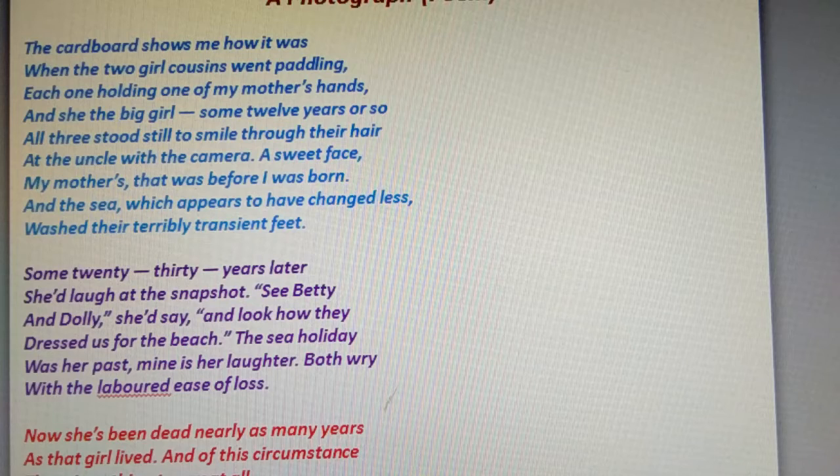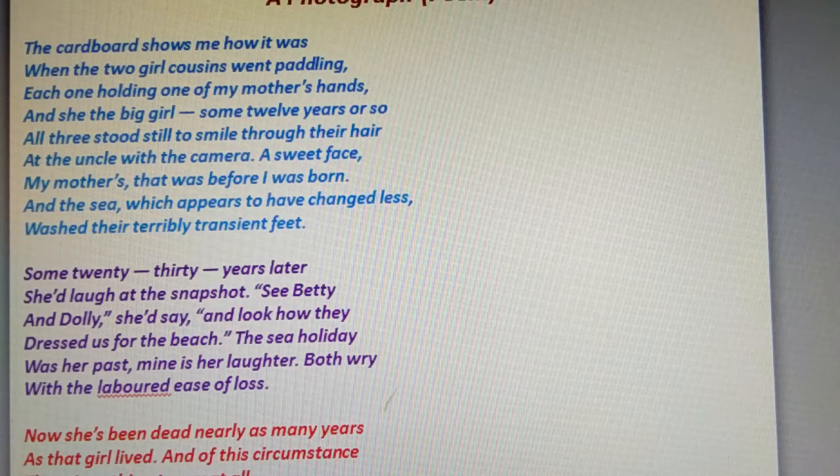The cardboard shows me how it was when the two girl cousins went paddling, each one holding one of my mother's hands, and she the big girl, some 12 years or so. All three stood still to smile through their hair at the uncle with the camera, a sweet face, my mother's, that was before I was born, and the sea, which appears to have changed less, washed it terribly transiently.